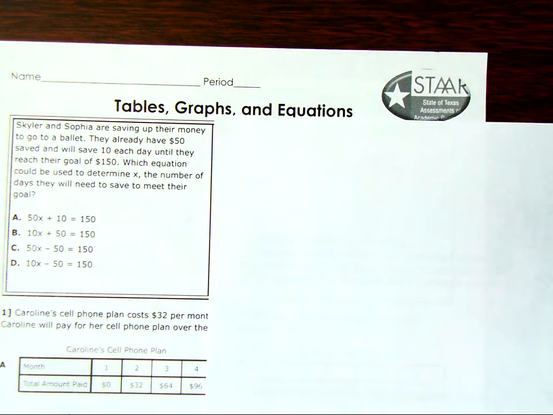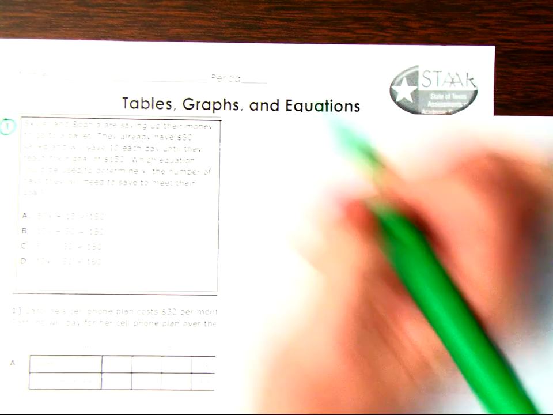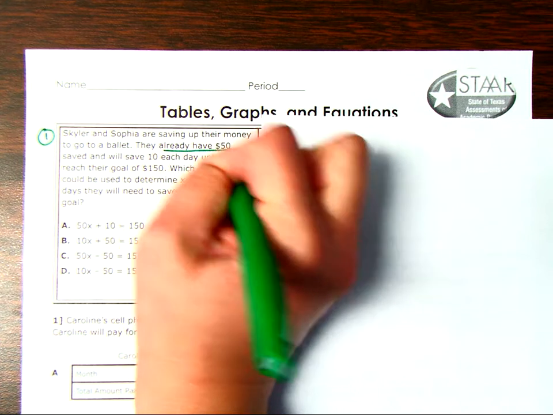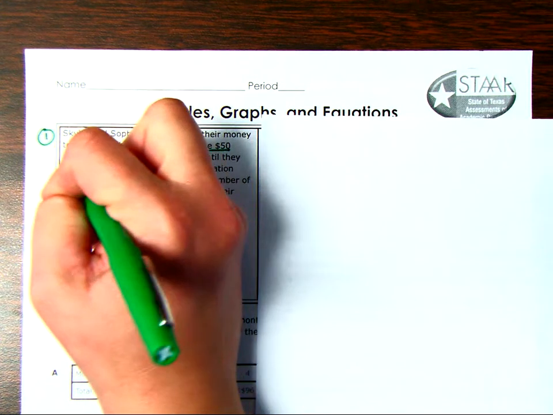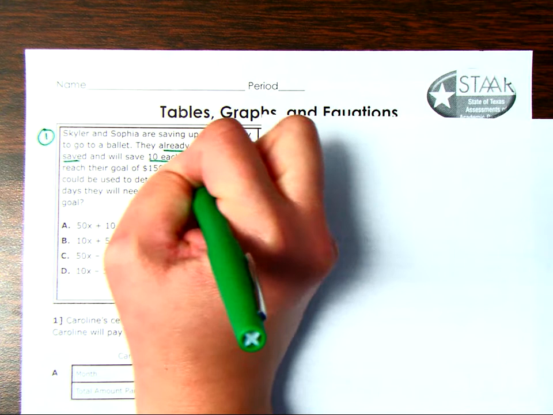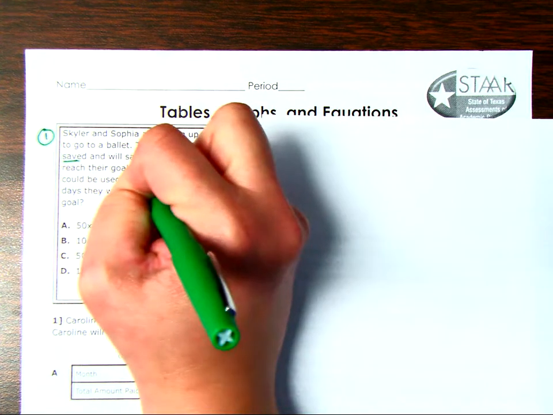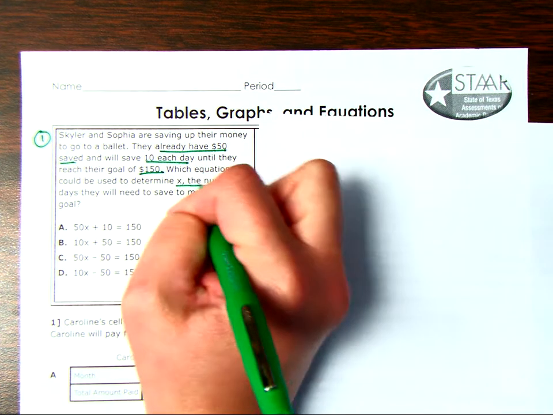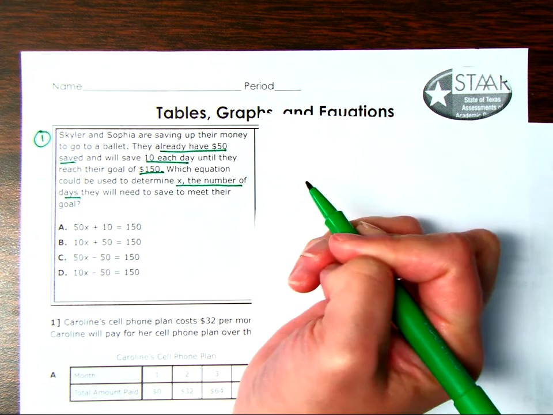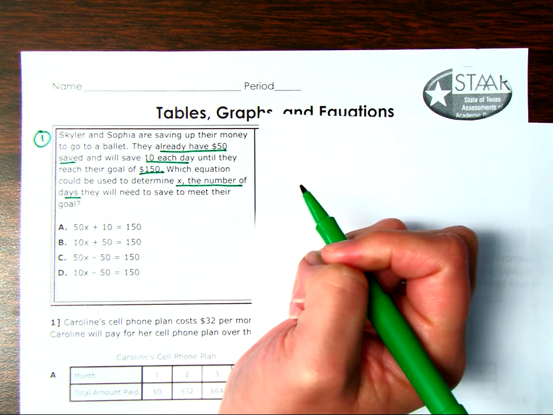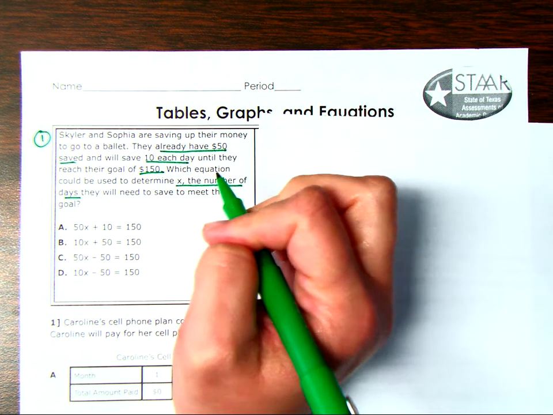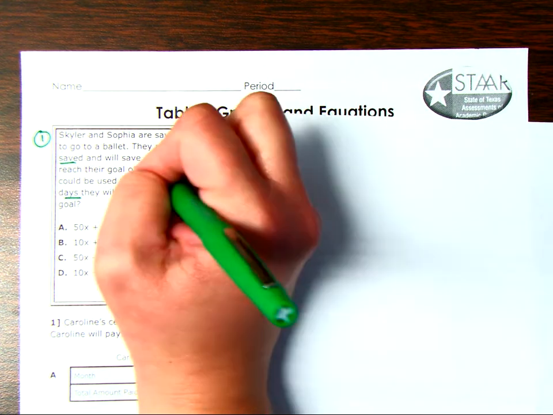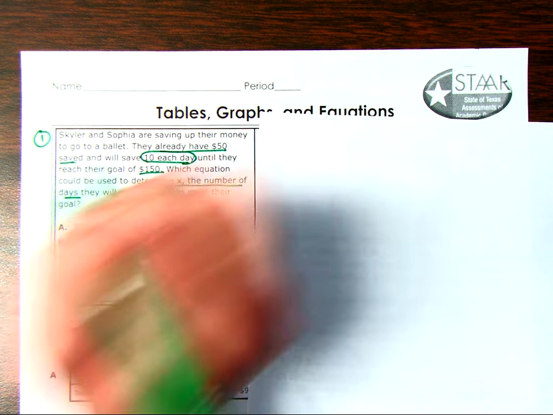All right, so on this first example, it says Skylar and Sophia are saving up their money to go to a ballet. They already have $50 saved and will save $10 each day until they reach their goal of $150. Which equation could be used to determine X, the number of days they will need to meet their goal? So let's talk about a few things here. If we're looking for your variable X, that's my unknown. And this goes with your number of days. And you can see right here, $10 each day.